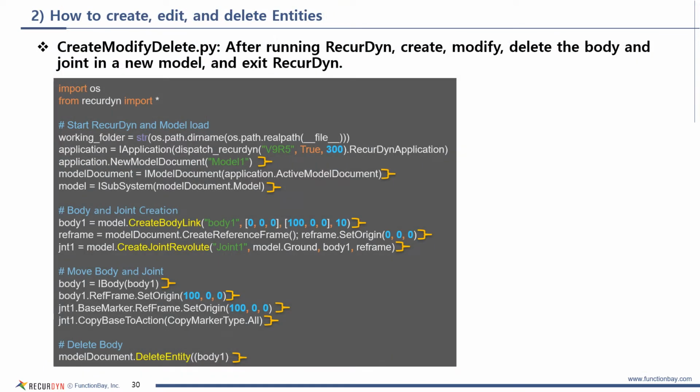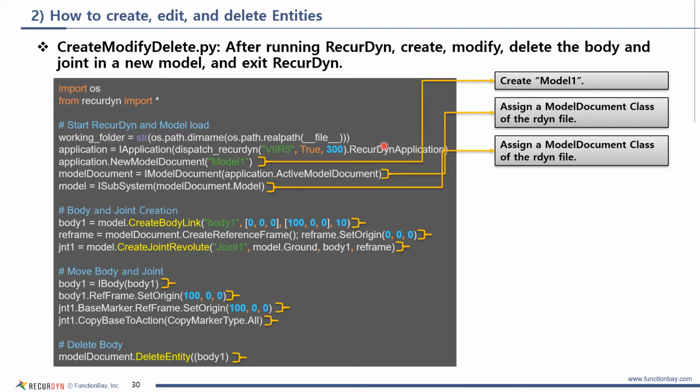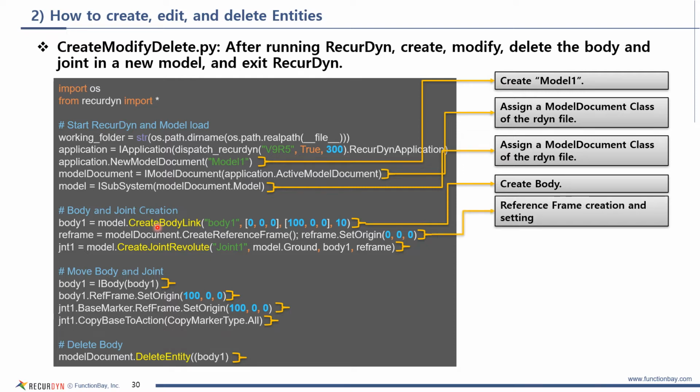The next example is about a code that creates a model and generates and deletes RecurDyn entities such as a body and joint. First, run RecurDyn and create a new RDYM file called model1. Then create body1. Creation can be performed by a function of the model class, and the function name is createBodyLink. For the link body, two coordinates are required. Then create a reference frame called refFrame.